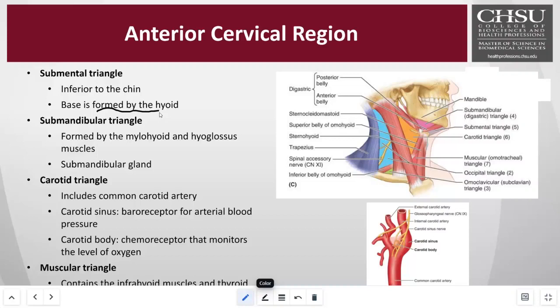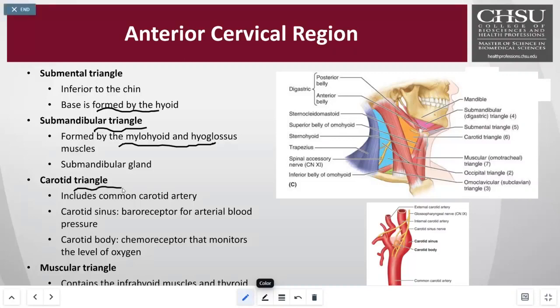The second one is the submandibular triangle. This is going to include the mylohyoid muscle and also some of the tongue muscles, the hyoglossus muscle, as well as the submandibular gland. So that's the second triangle. It's not that hard because the first word describing the triangle tells you already what's there. So submandibular triangle, you're going to have the salivary submandibular gland.